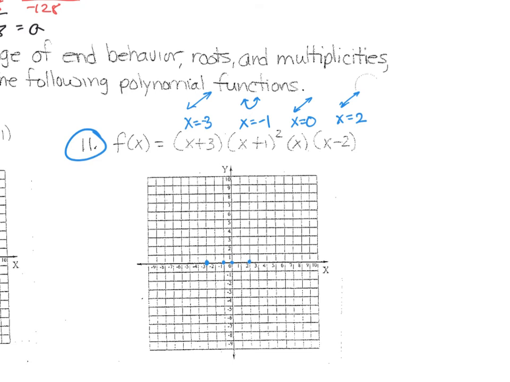Well, I take a look at this. We have multiplicity of 1 plus 2 plus 1 plus 1. It's 1, 2, 3, 4, 5. So this is an odd degree. And like I said, I don't see anything out here, so I'm going to assume that's a 1, and that's going to be positive. So it's an odd degree with a positive leading coefficient.